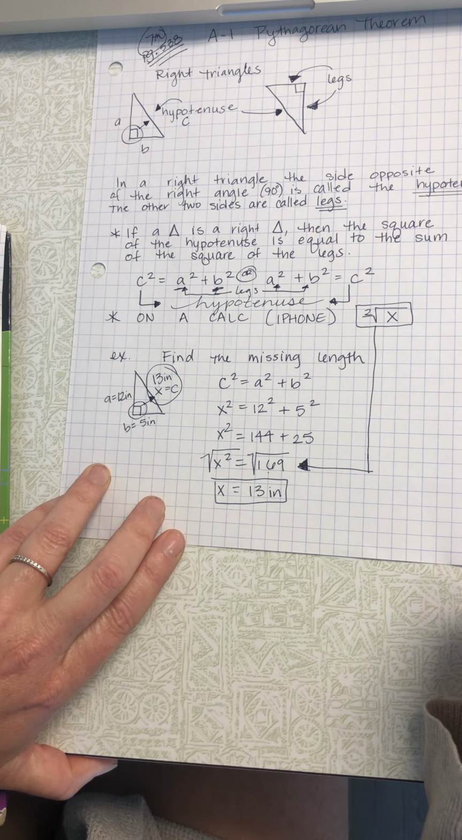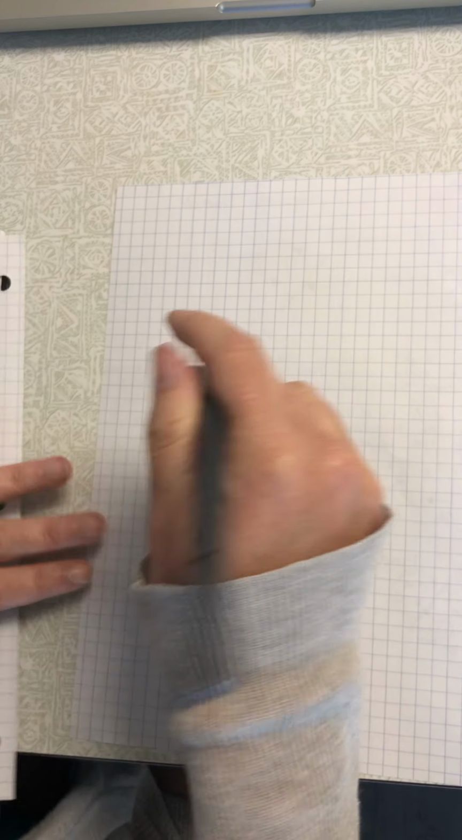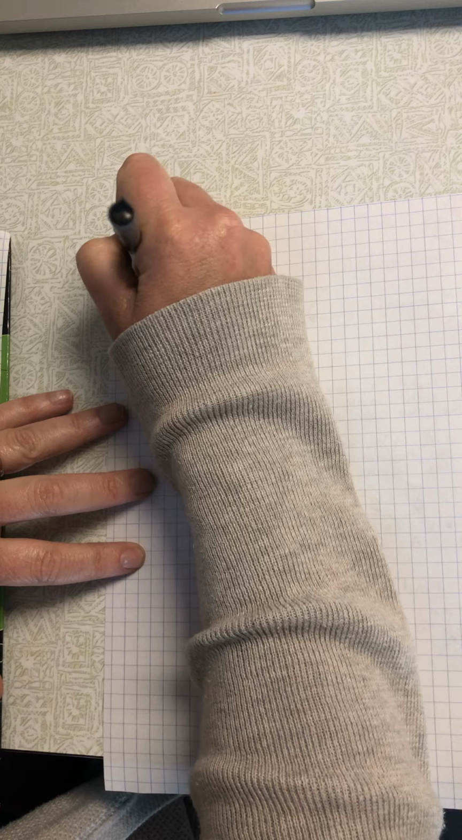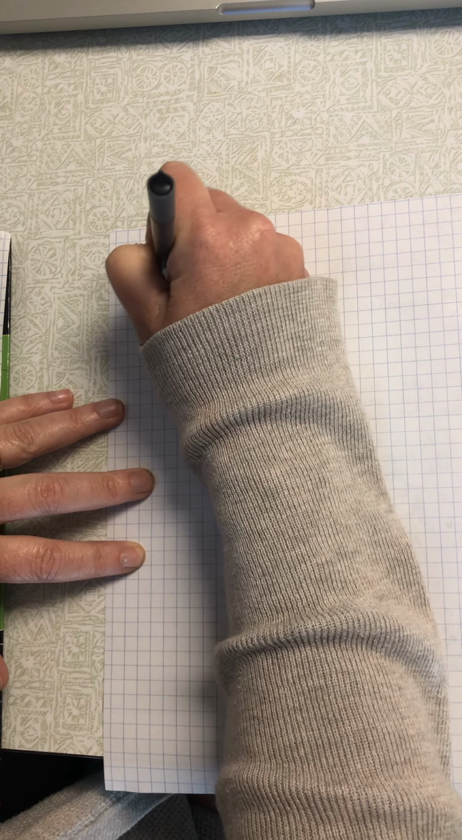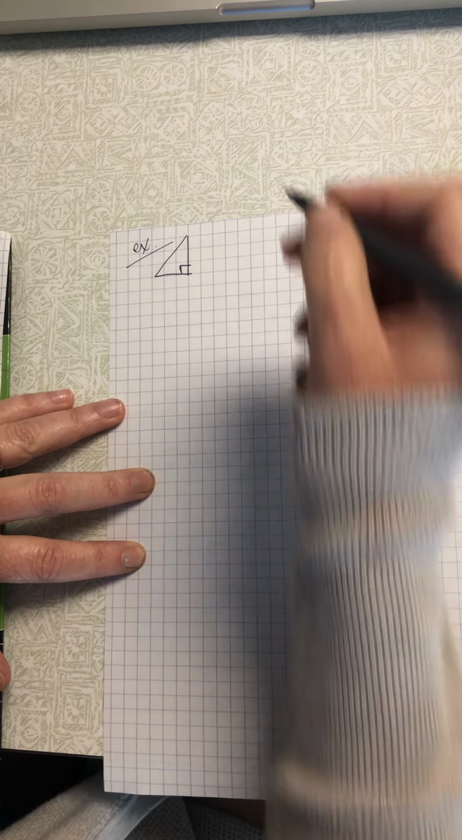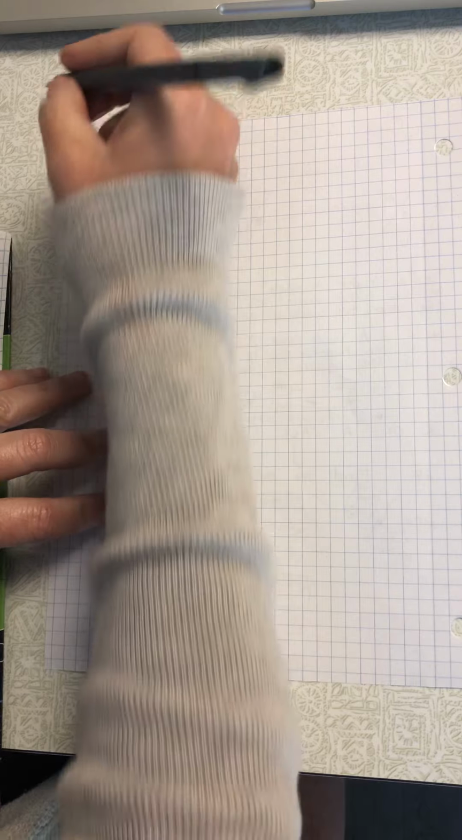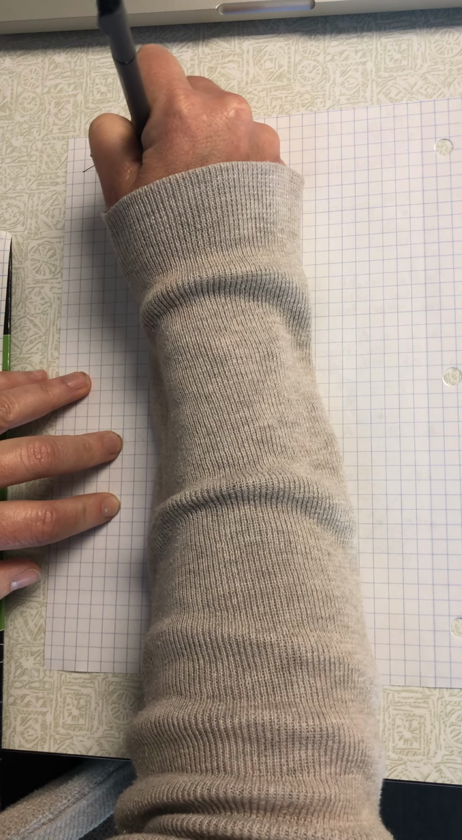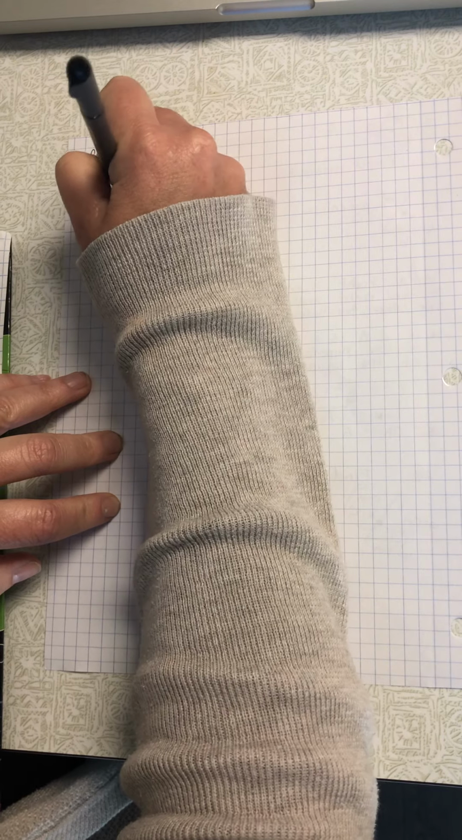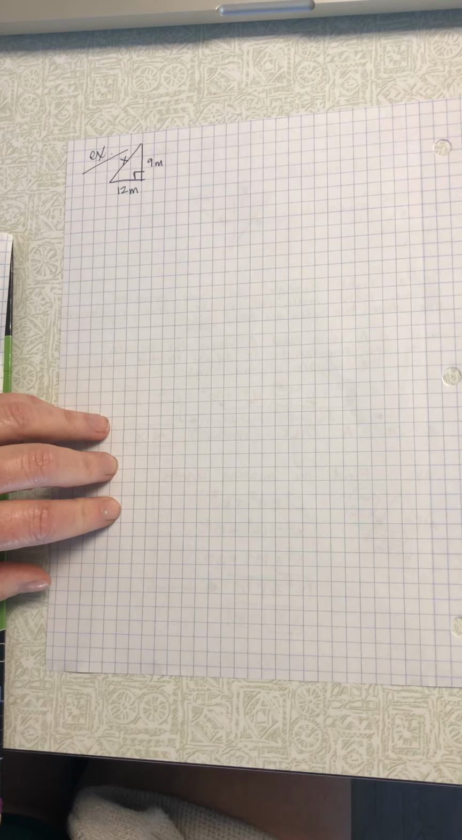Okay? All right, let's do another. Let's say we have a triangle that looks like this. Let's say we've got 9 and 12 this time.